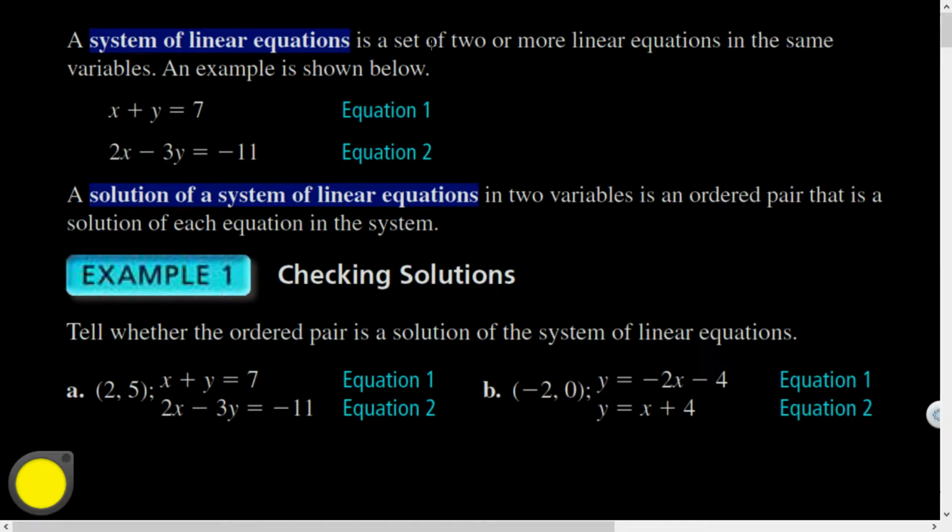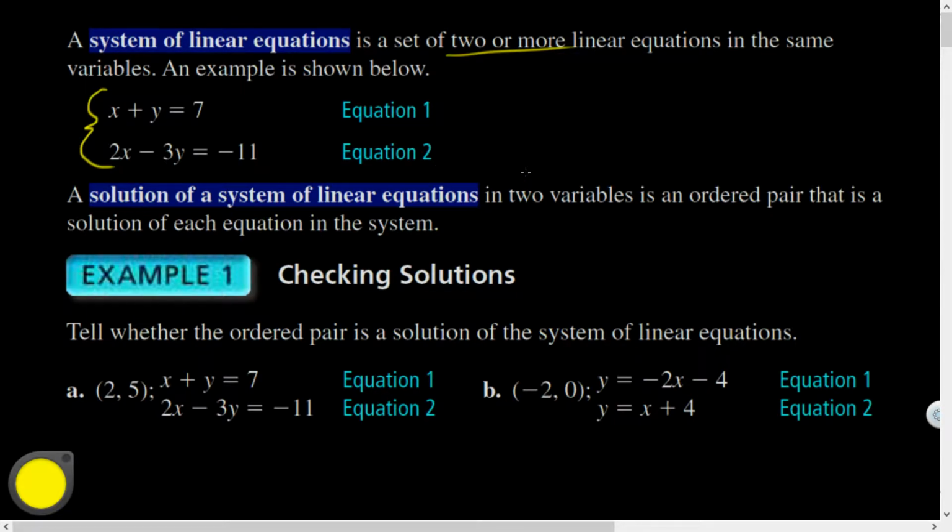So a system of linear equations is a set of two or more linear equations in the same variables. An example is shown below. So instead of one equation, we have two. Sometimes we have a curly brace like so. A solution of a system of linear equations.